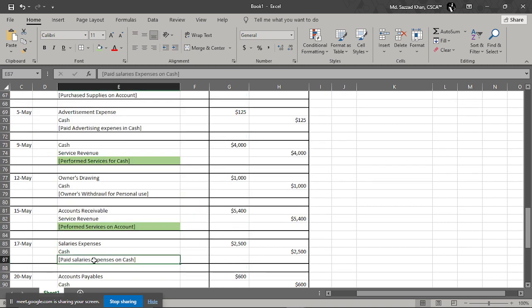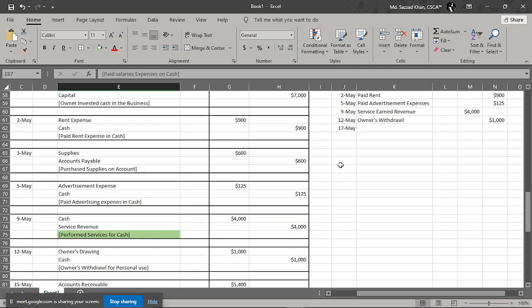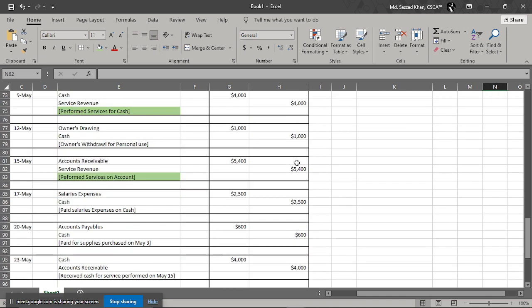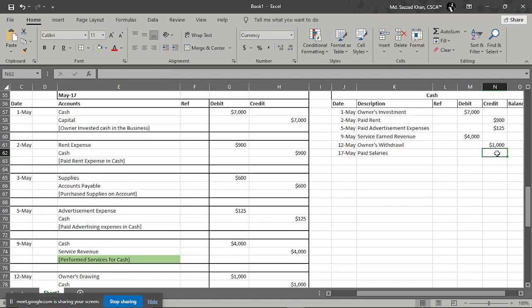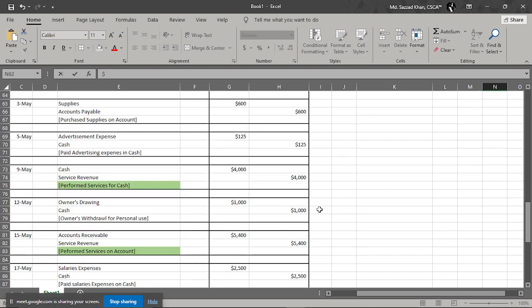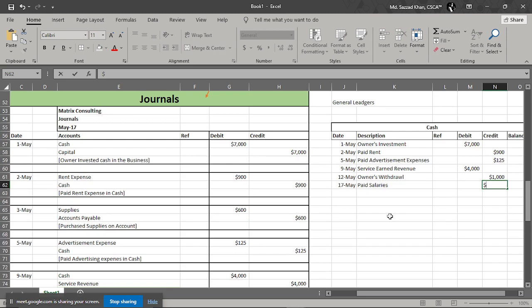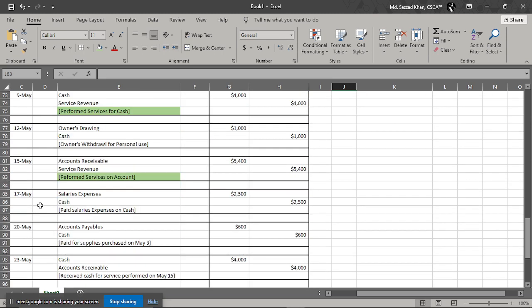It was paid salaries, expenses on cash. Okay. Right here, paid salaries. And what happened to the cash? On 17 May, what happened to the cash? Credited. So right here, credit. By how much? 2,500. Then after that, there's a 20th May.